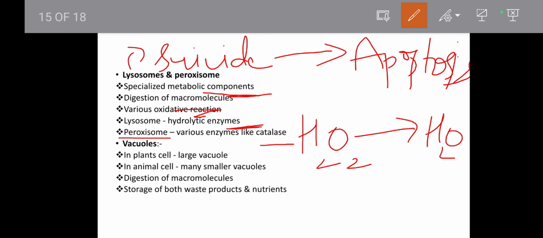Vacuoles. Vacuoles are important in storage of both waste products and nutrients. In plant cell, there is a single large vacuole which contains water, ions, nutrients, waste materials, and plant pigments. Plant vacuole is important for maintaining turgor pressure of the plants on the cell wall. In animal cell, there are many small vacuoles which are very much similar to the lysosomes, and hence it helps in the digestion of macromolecules.